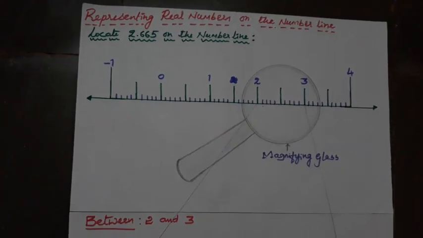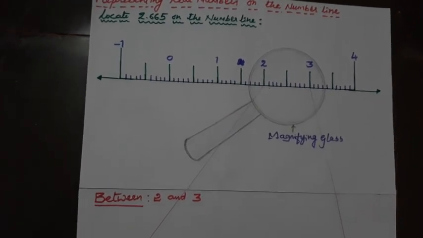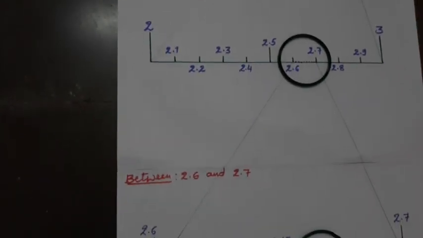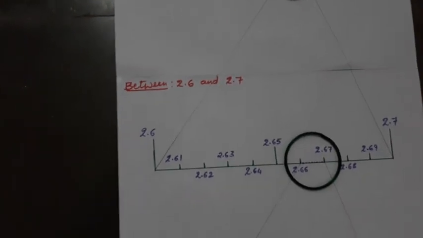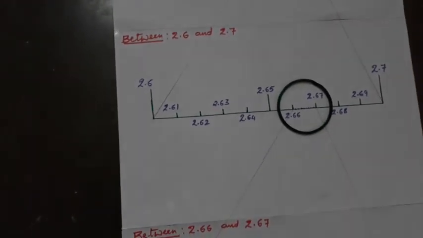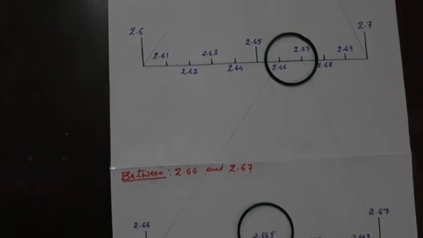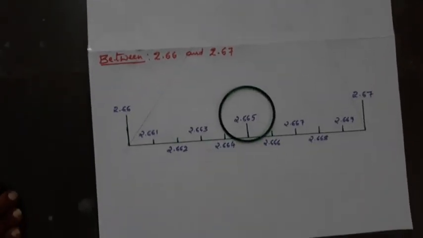Dear students, we call this process of visualization of representations of numbers on the number line through a magnifying glass the process of successive magnification.